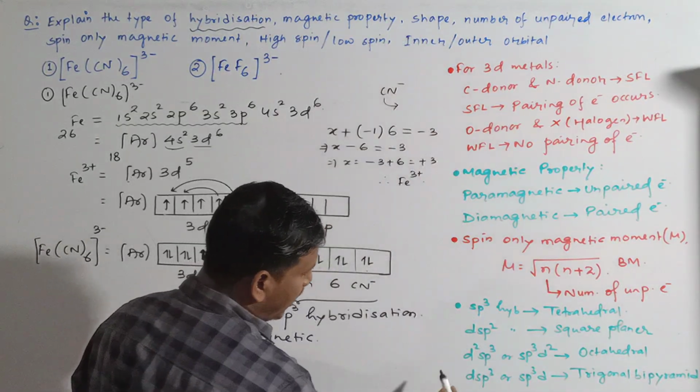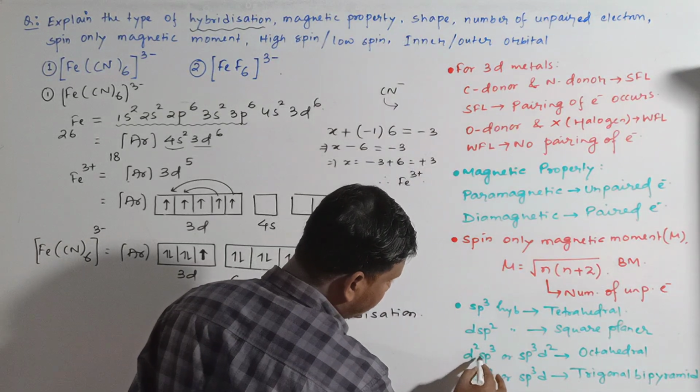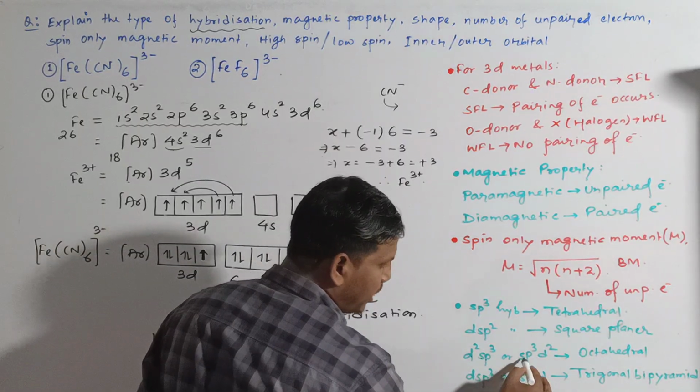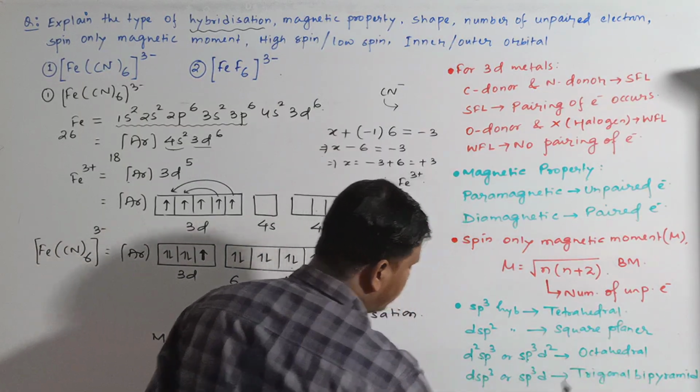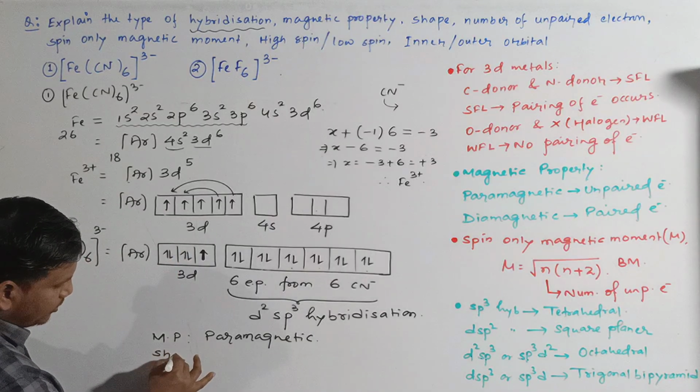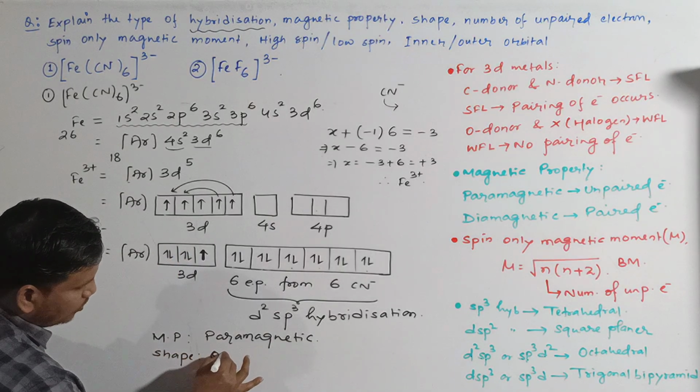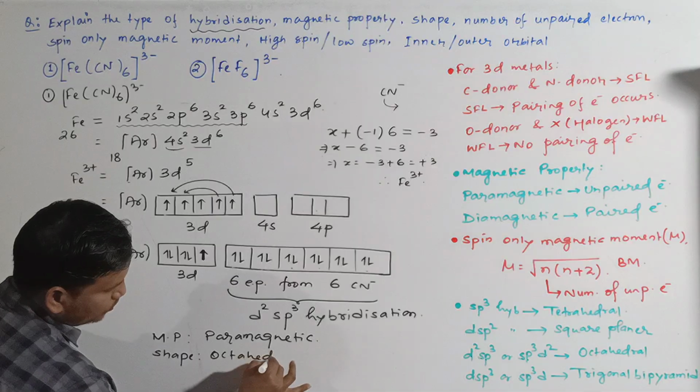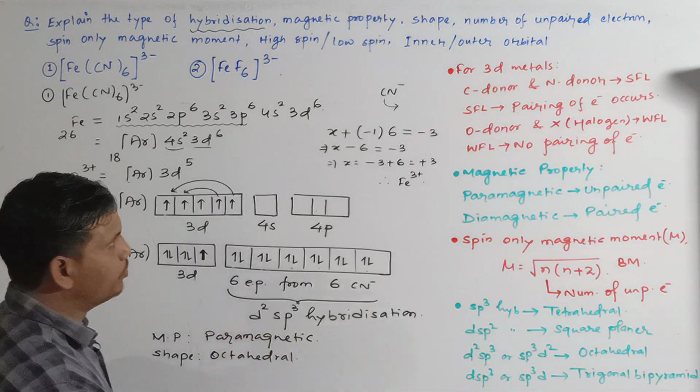Shape. So whether the hybridization is d2sp3 or sp3d2, the shape will be octahedral. Next, we can write that the shape is octahedral. So octahedral will be the shape.